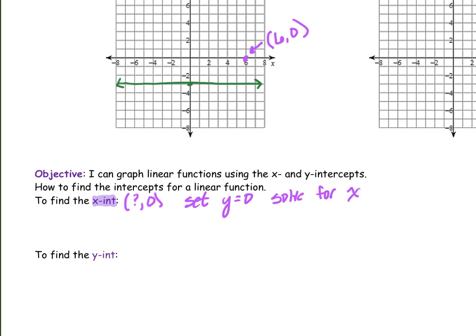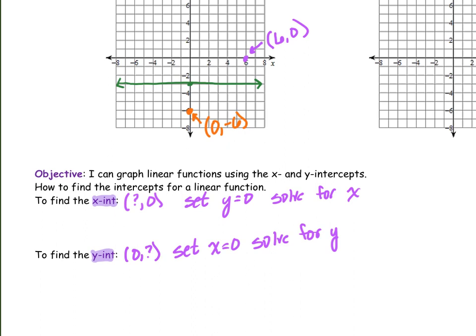Okay? Same thing if I want to talk about the y-intercept. So if this is my y-intercept, what's the location of that point? Well, the location of that point is 0, -6. So if I'm going to find my y-intercept, again, if I write it as an ordered pair, it would be 0, some number, right? So I'm going to set x equal to 0 and then solve for y. Okay, pretty easy.